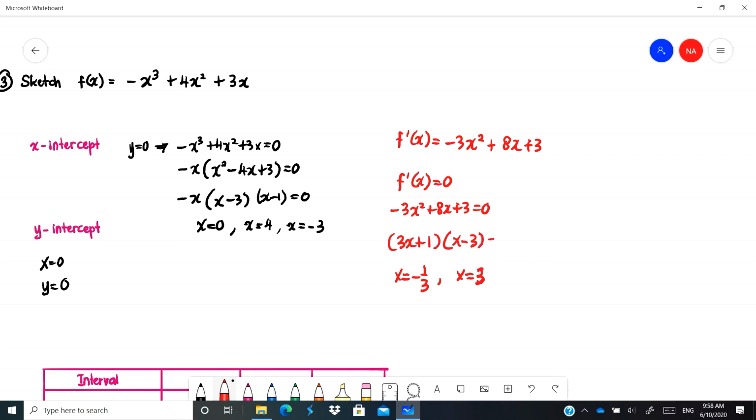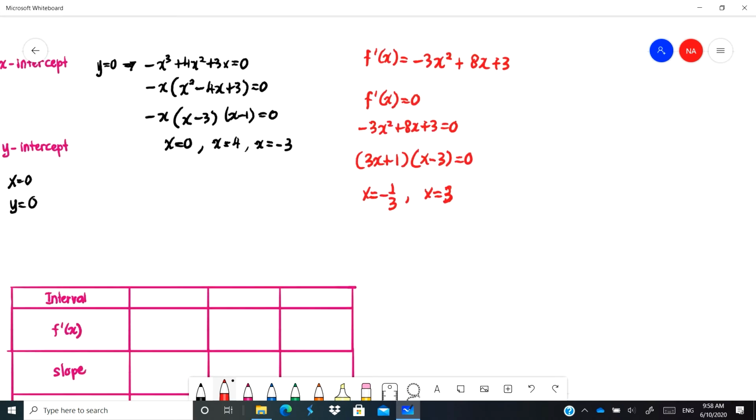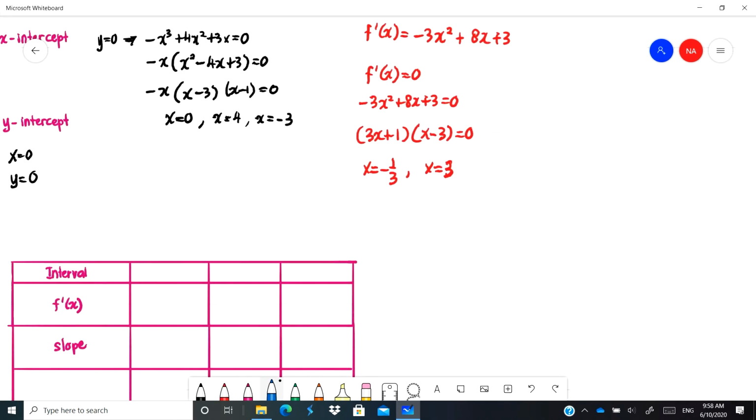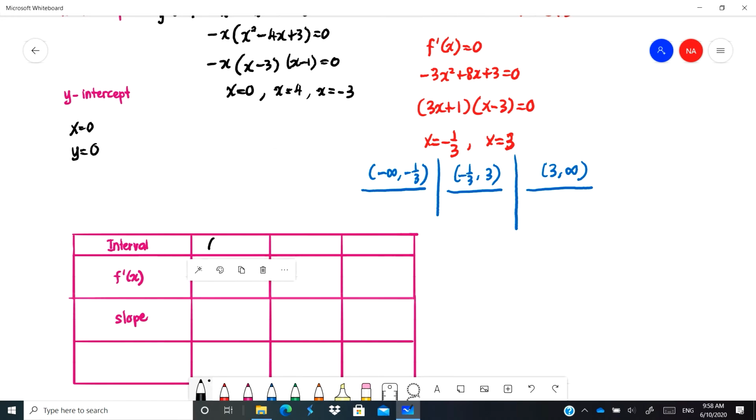Please note that we'll have two boundary points here, meaning the first boundary is x equal to negative 1 over 3. The next one is x equal to 3. So what are the intervals that can be filled up here? The first interval should be from negative infinity up to negative 1 over 3. Next, from negative 1 over 3 up to 3, and then from 3 up to infinity. So we can fill up the table first.